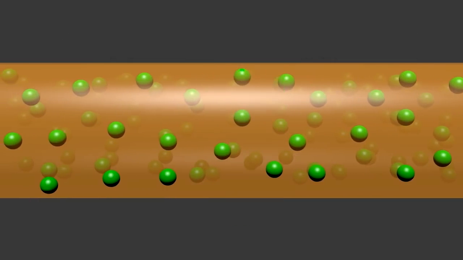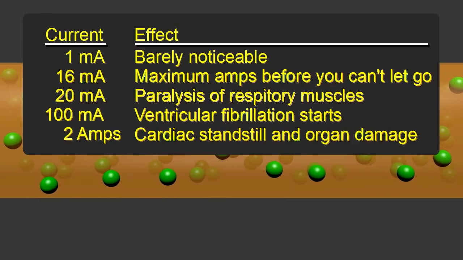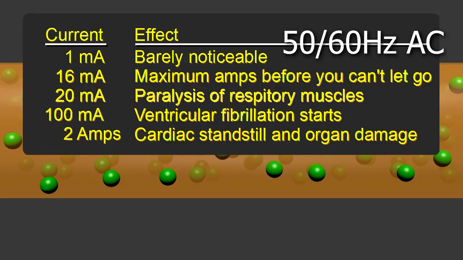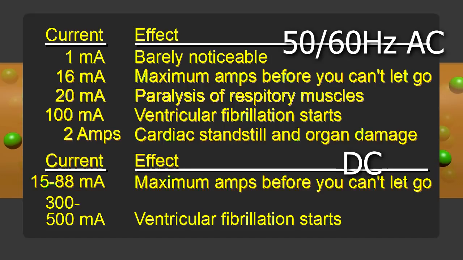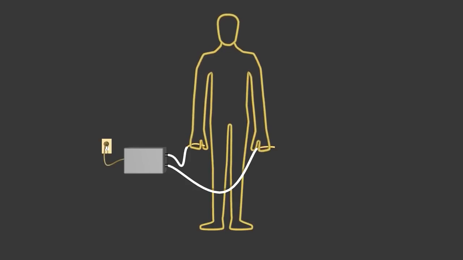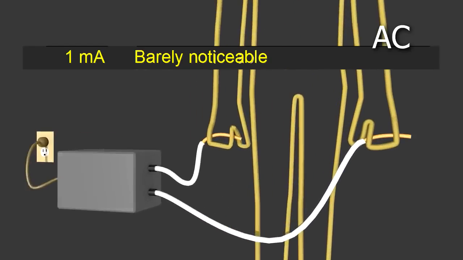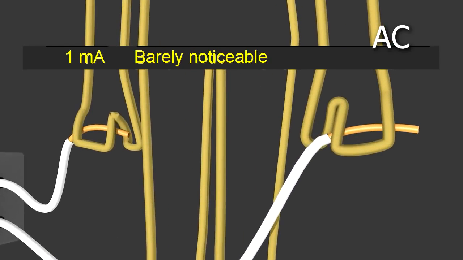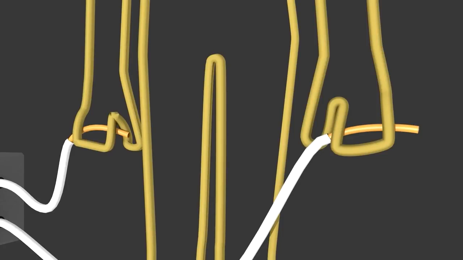Here's a table used in a few government's health and safety documents, telling you what happens to your body when different amounts of current flow through it. It's for both 50 and 60 Hz alternating current, or AC. That's what you get from your wall socket in many countries. For direct current, or DC, the current has to be higher, but the numbers are still in the milliamps.